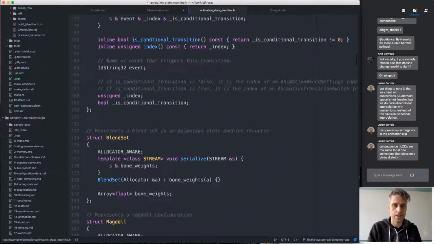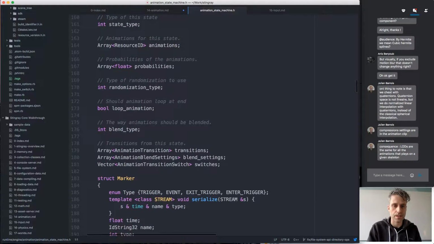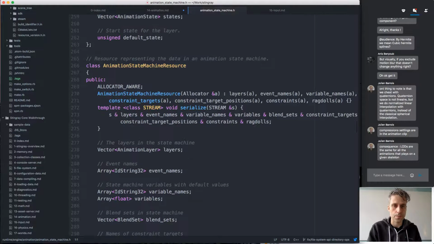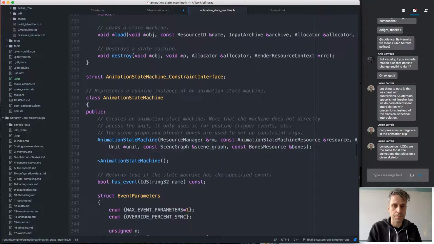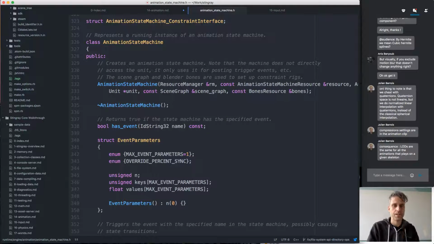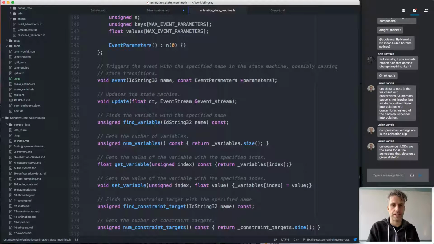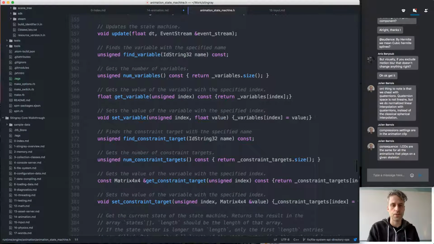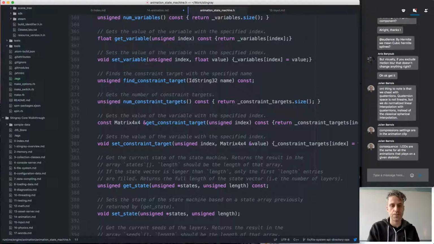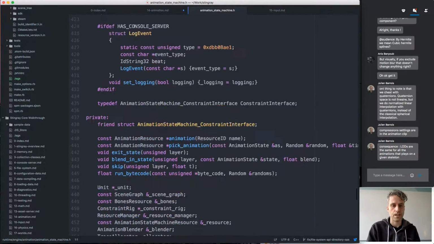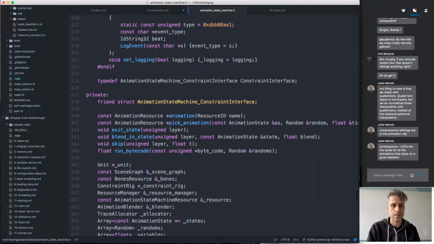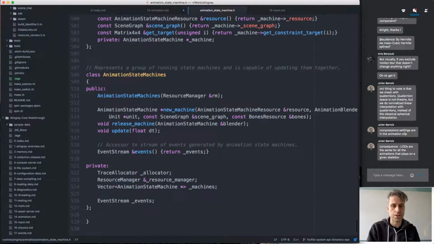And scroll down to animation state machine. Yeah, this is the class driving it, and you can send trigger events here, update for updating the state machine, controlling variables, setting targets for the constraints, like positions and rotations that constraints should try to achieve. So that's pretty much it here.